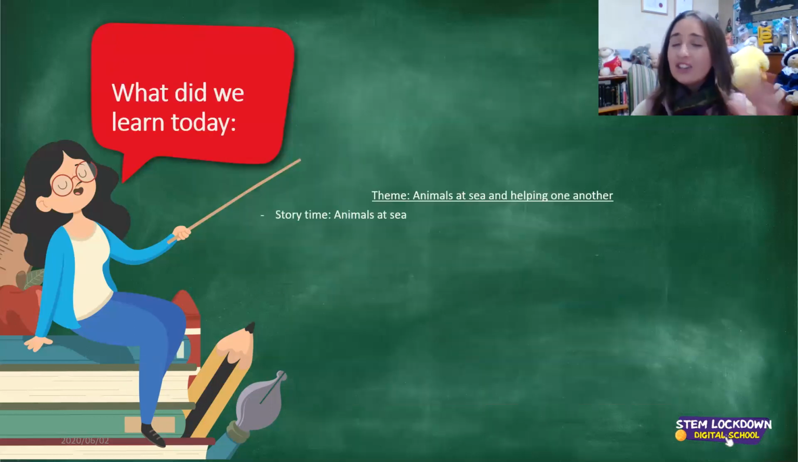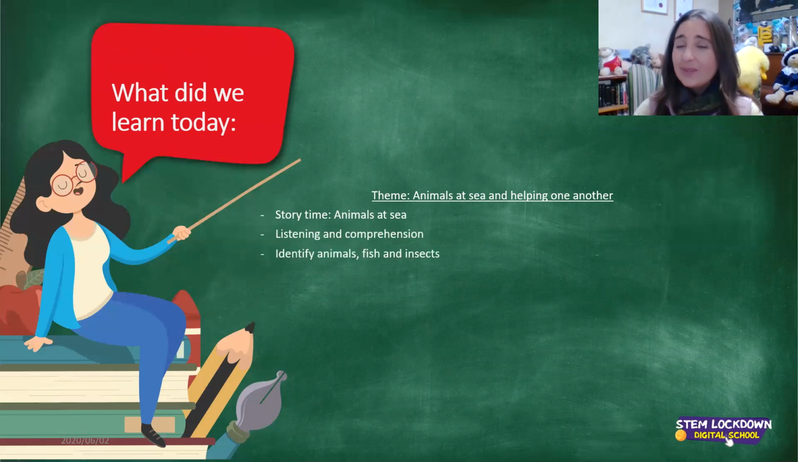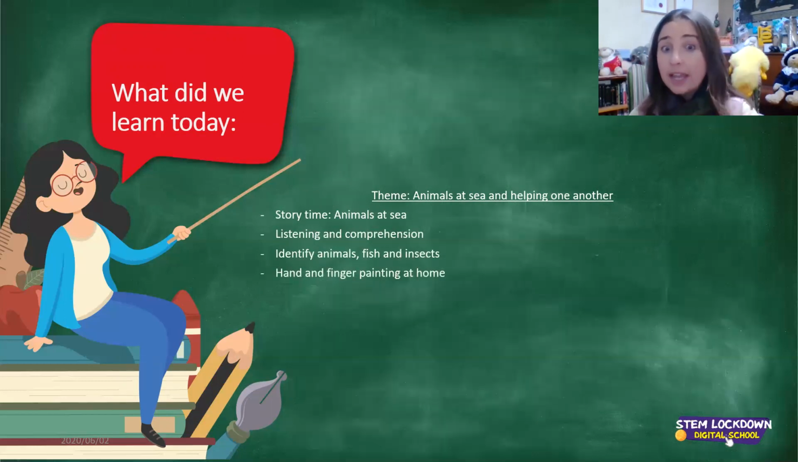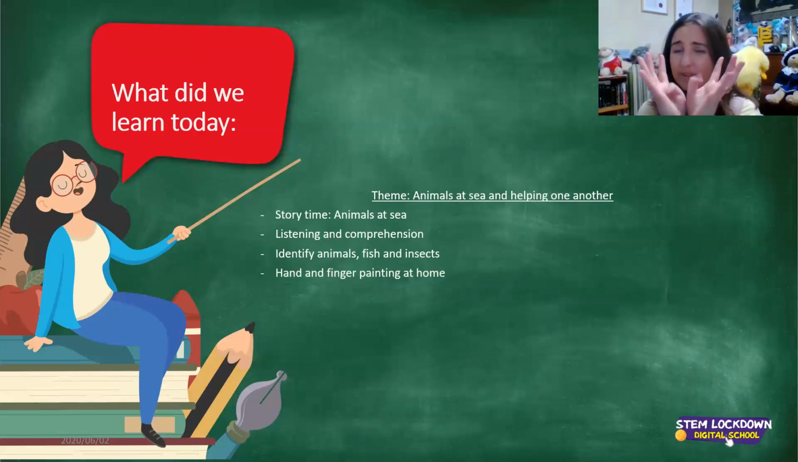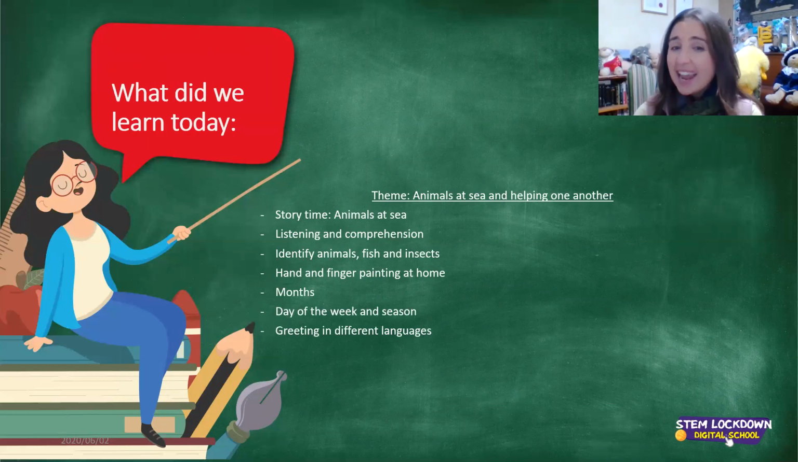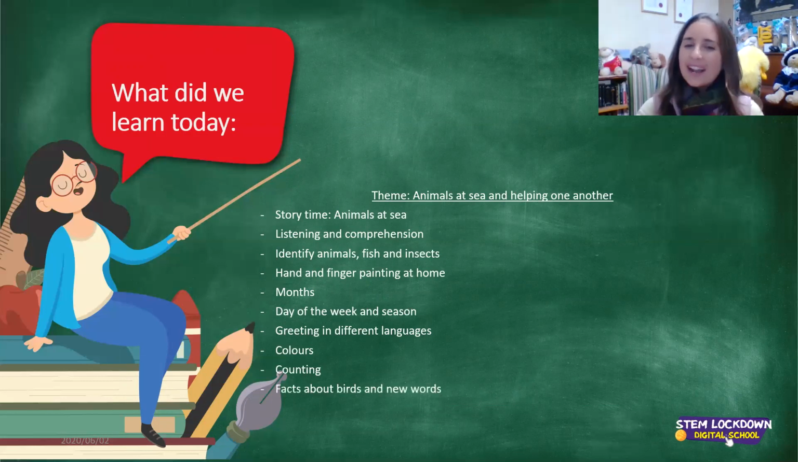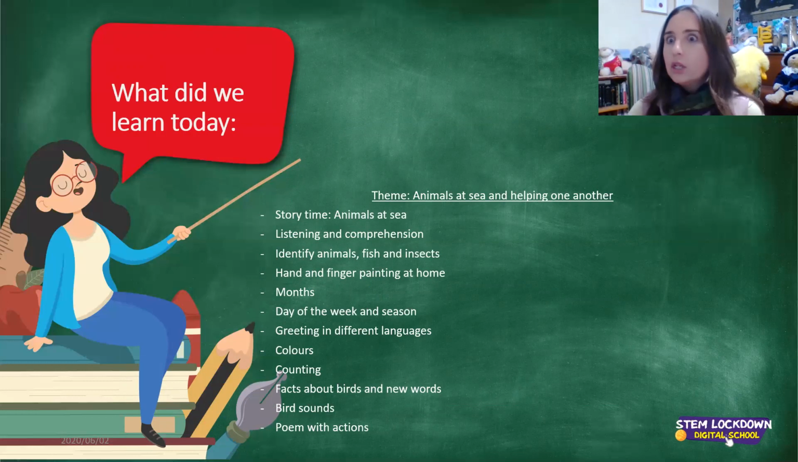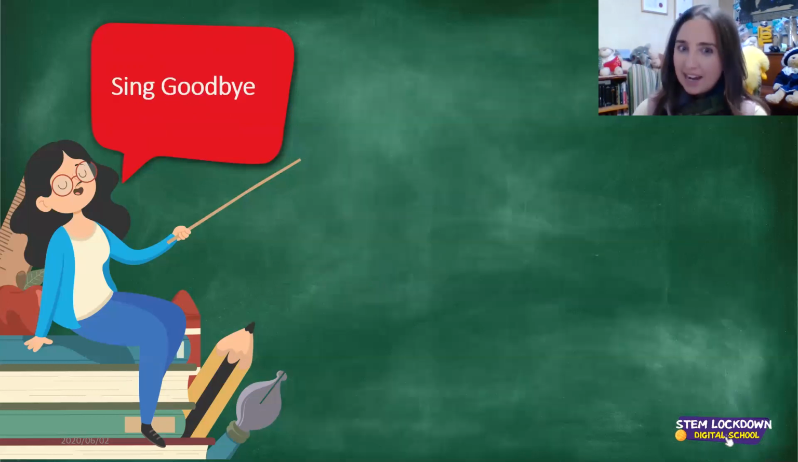So we continued with our story. We listened, we identified animals. We are going to do some finger painting, hand movements and things at home. We have done a poem, months, day of the week and season, greetings in different languages, colors, counting, facts about birds and new words, bird sounds, so much.